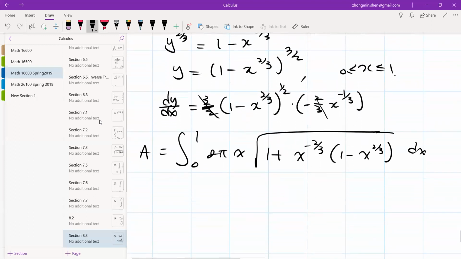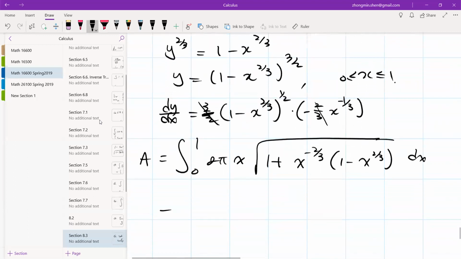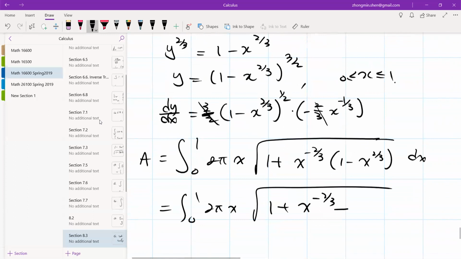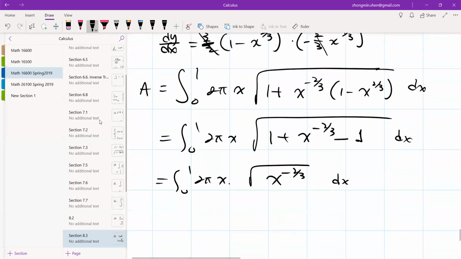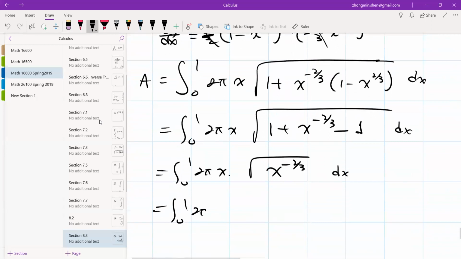I think I can simplify, okay? And then you multiply this out, and the second term is 1. So 1 canceled out, great. So 1 canceled out, I will get the square root of x to the 2/3, negative 2/3. So then 2 is gone, right? Then x to the negative 1/3.